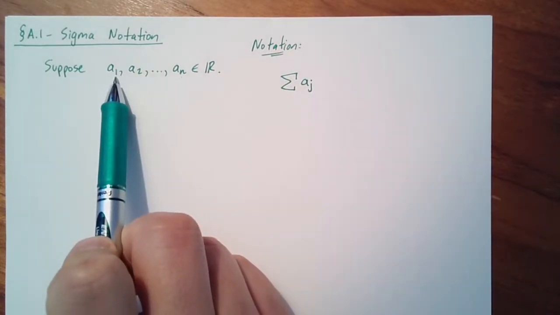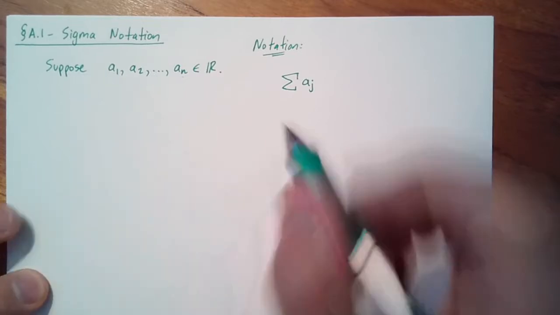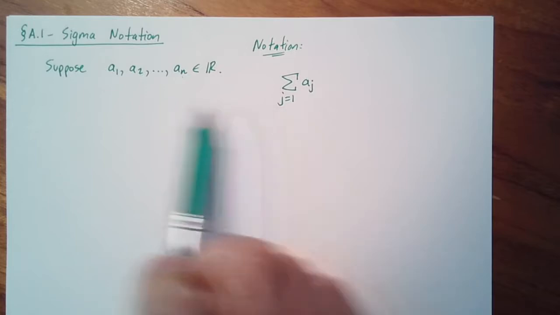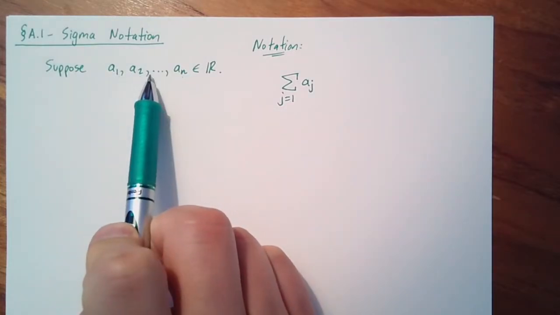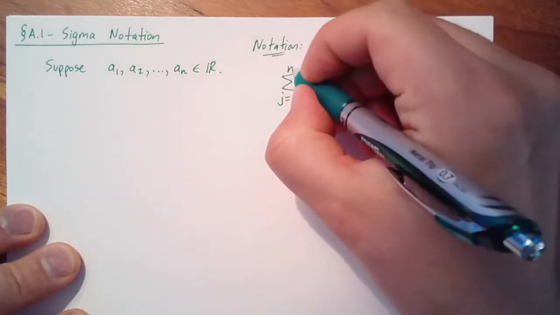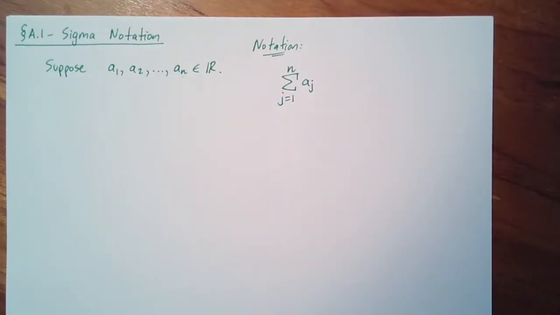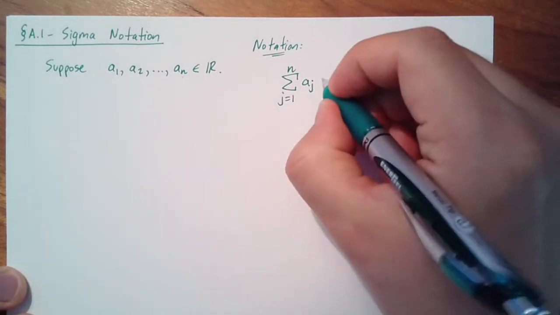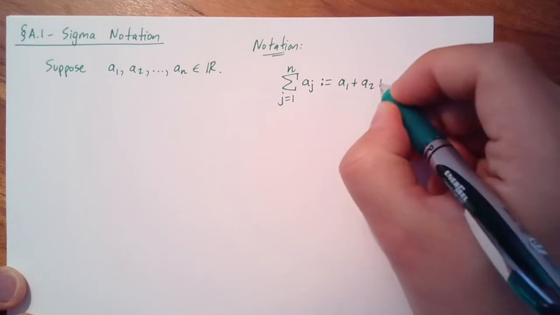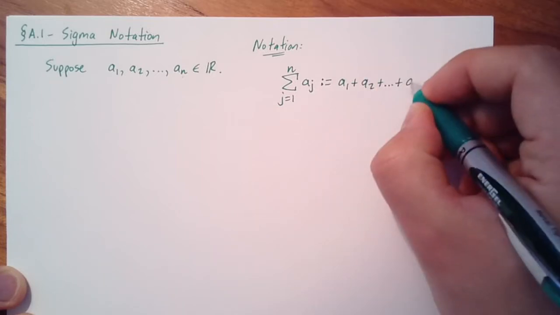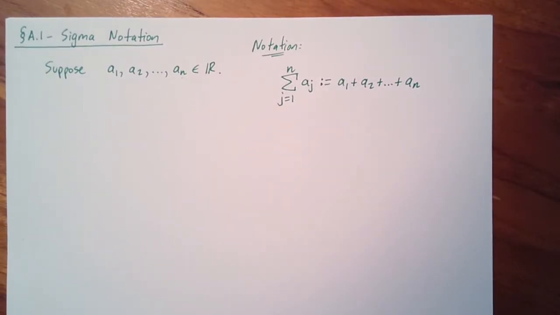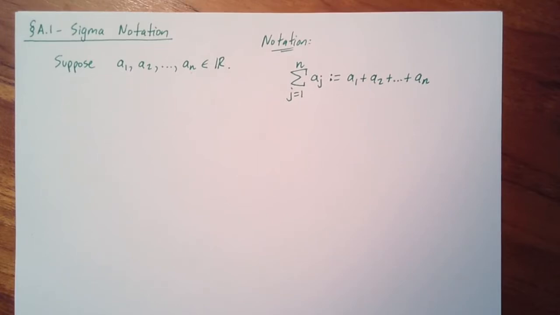Well, what values of J would I want to consider? Well, the first one is J equals 1. That's the very first term here. And how far is it going to go? Well, it's going to go from 1 to 2, and so on, all the way up to N as the very last value for the index. So that's why I'll put an N up here. So that's the notation, and what it means by definition is A1 plus A2, and so on, all the way up to the very last one, AN. Okay, so that's what the notation means, and it just allows you to efficiently express sums of numbers.